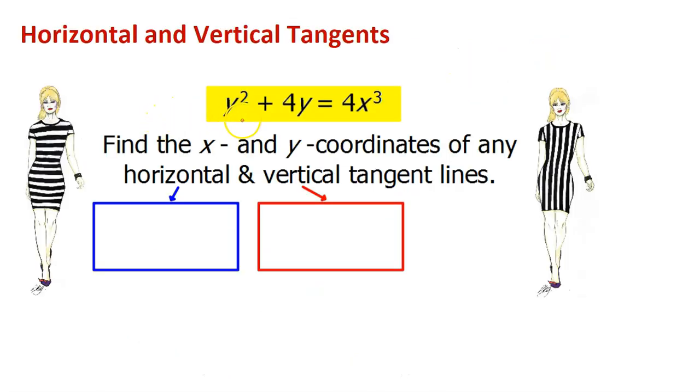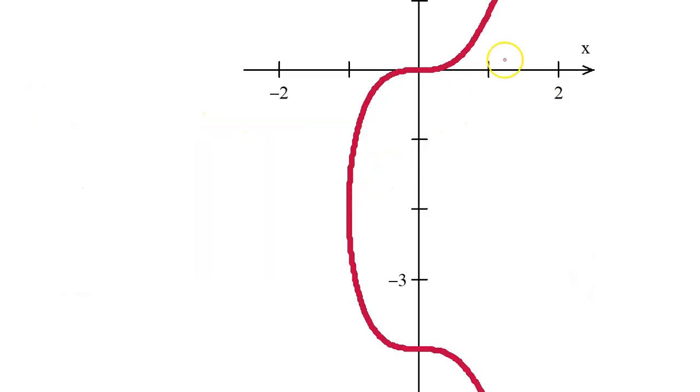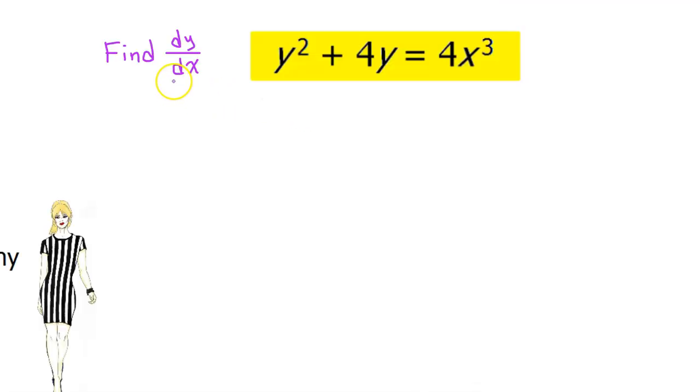The last thing I'm going to teach you in this lesson is how to find the location of any vertical or horizontal tangent lines for an implicitly written equation. For context, here's a graph of the equation. We can see that there are some horizontal and vertical tangent lines. For example, there's one right here. We're going to find the location of points such as this. The first step is to find dy dx. So we need to take the derivative of both sides of this equation with respect to x.